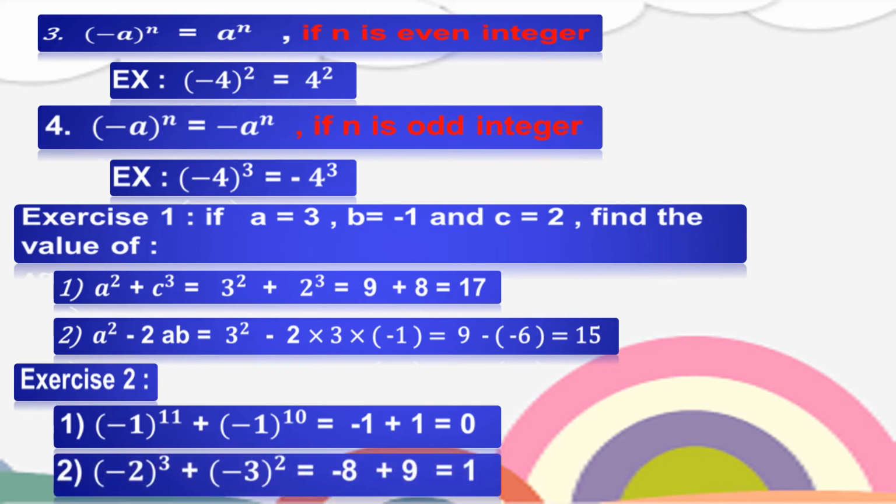Number 2. Negative 2 all to the power 3 plus negative 3 all to the power 2. By calculator, negative 2 all to the power 3 equals negative 8, and negative 3 all to the power 2 equals 9. So negative 8 plus 9 equals 1.